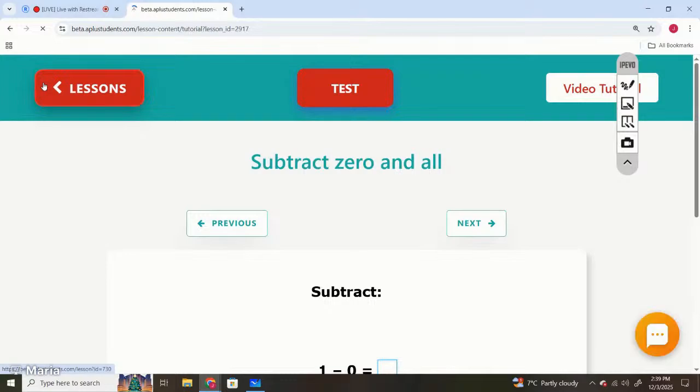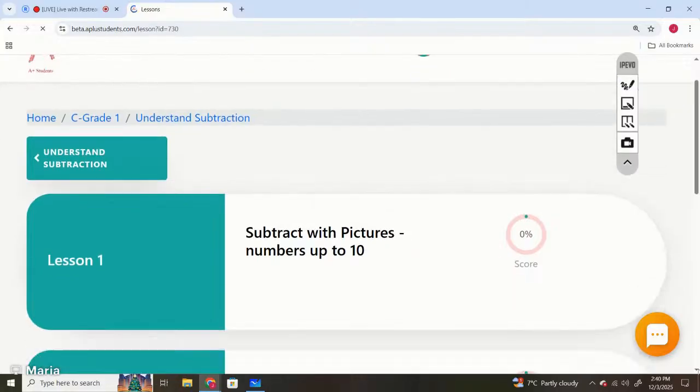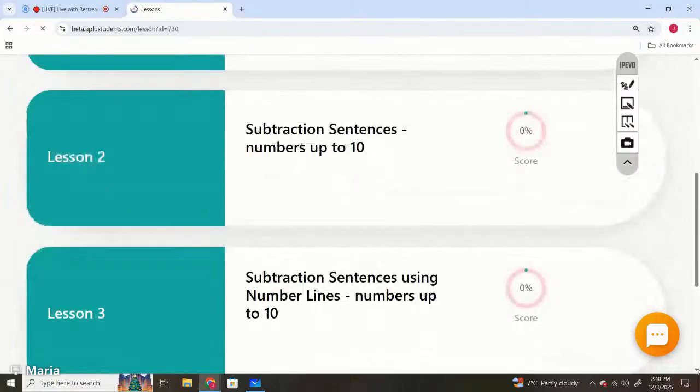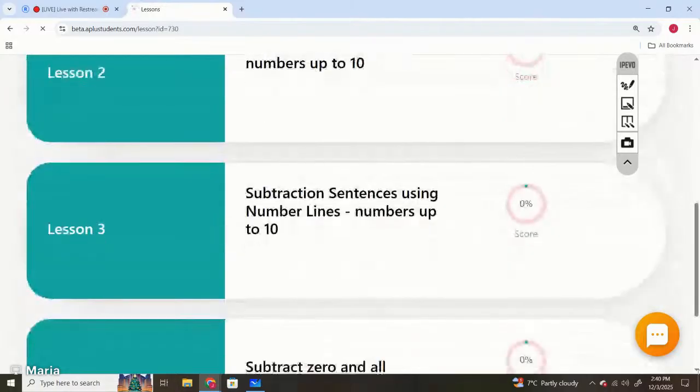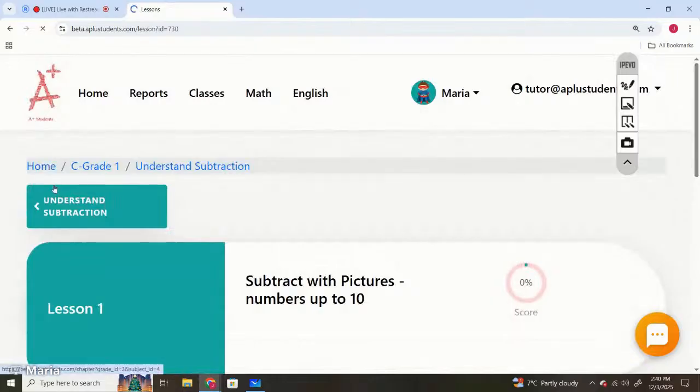So we were working on grade 1 math. The chapter we were working on is understand subtraction. The lessons we have covered today are subtract with pictures numbers up to 10, subtraction sentences numbers up to 10, and subtract 0 and all. So please make sure before the next session you complete all the practice questions for the lessons we just did. That is your homework until next session, right?